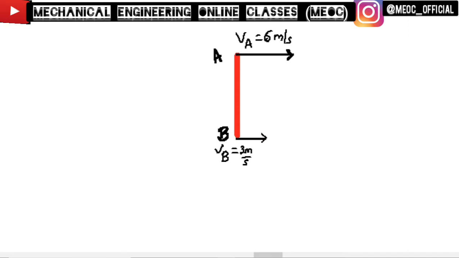Now let us consider another case. The rod AB is performing plane motion. The velocity of A is known. It is some 6 meter per second rightward horizontally. And at B, VB is 3 meter per second, again rightward and horizontally. Now if we see, VA and VB are parallel.